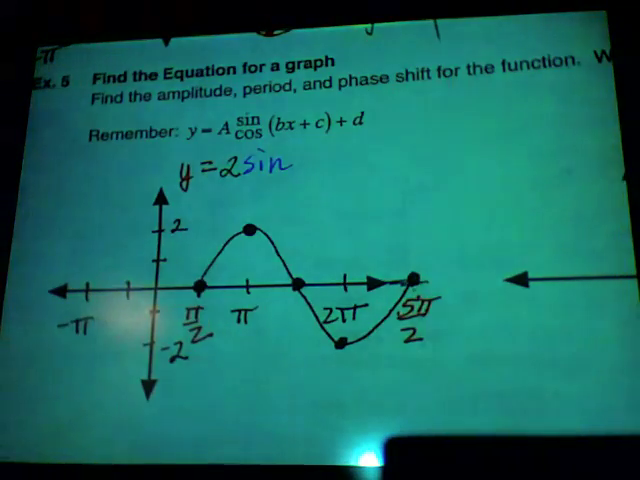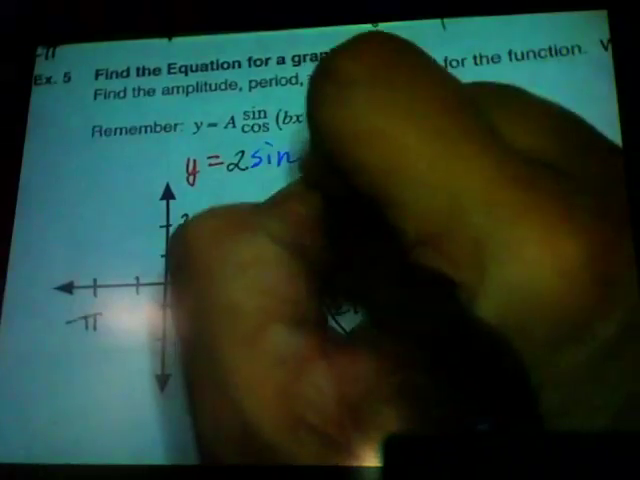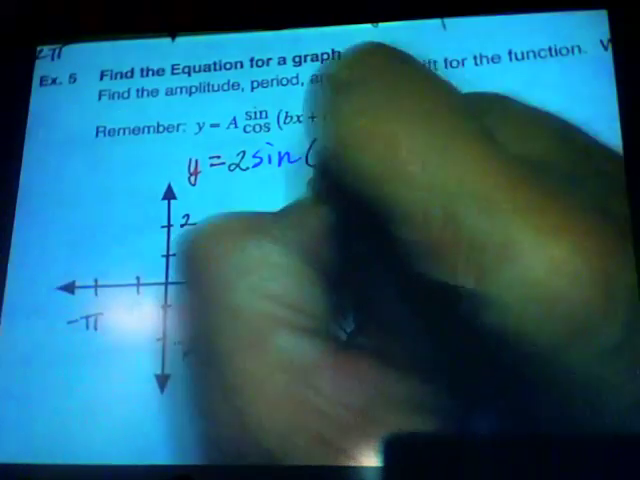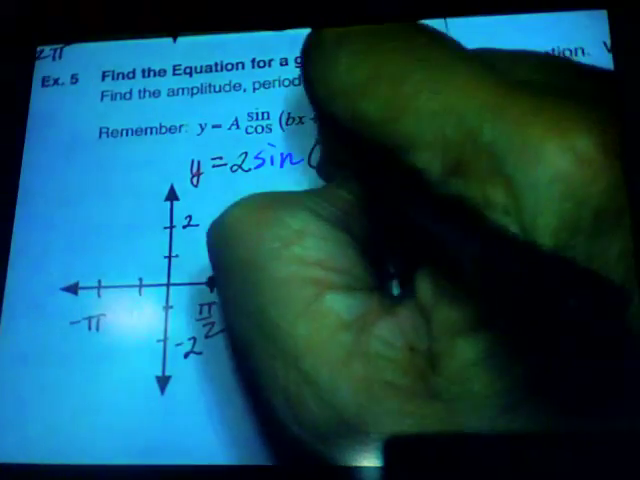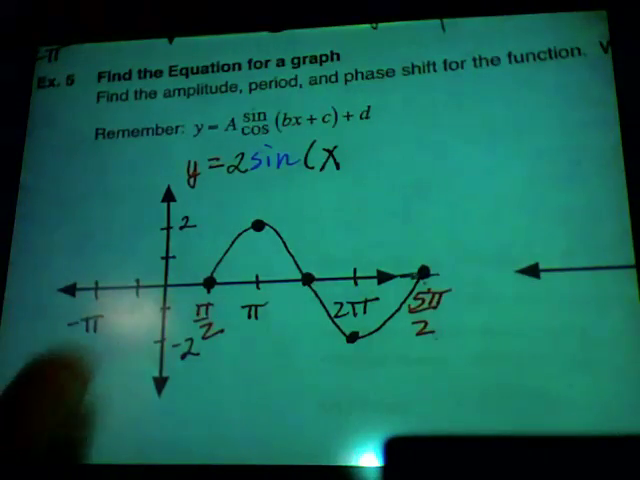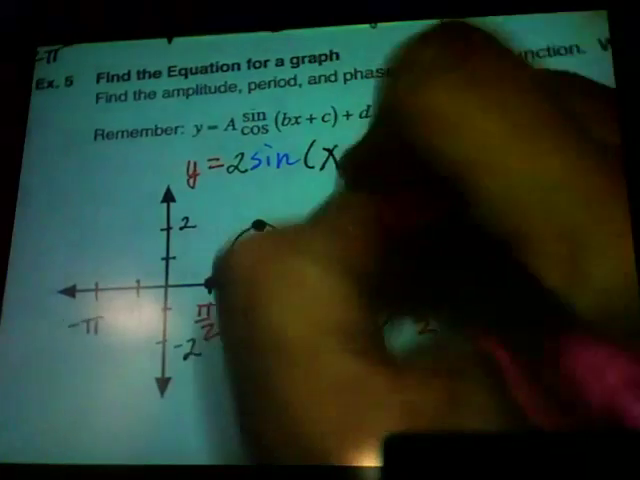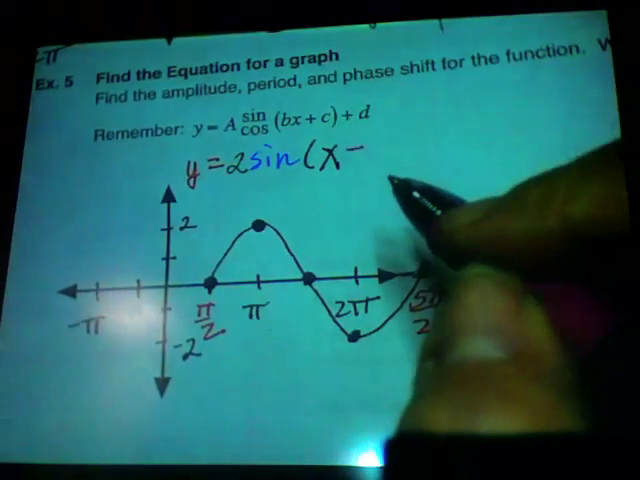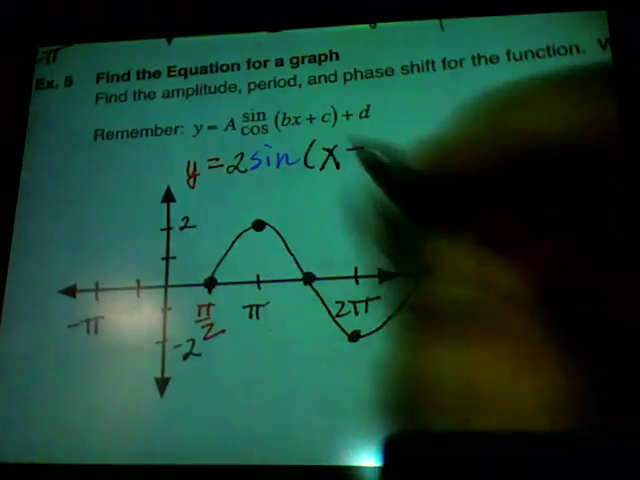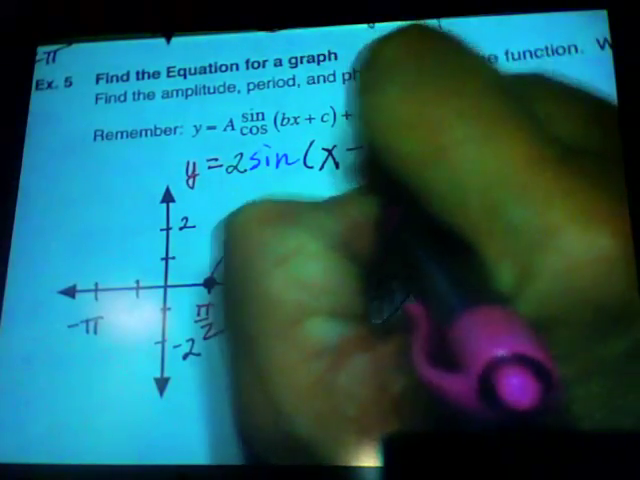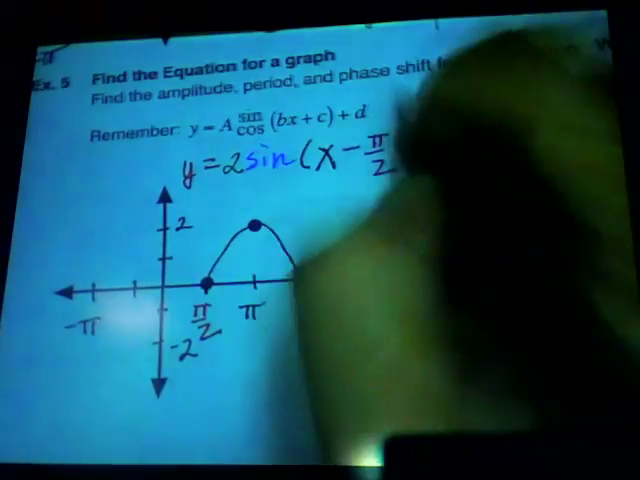And then because I have a horizontal shift, we're going to use parentheses. We had no change in period, so nothing comes in front of x, right? If our shift was to the right, do I have a plus or a minus? A minus is correct. Not 1. How far did I shift? 1/2 pi, so it's pi over 2. And then end parentheses. You just wrote the equation.